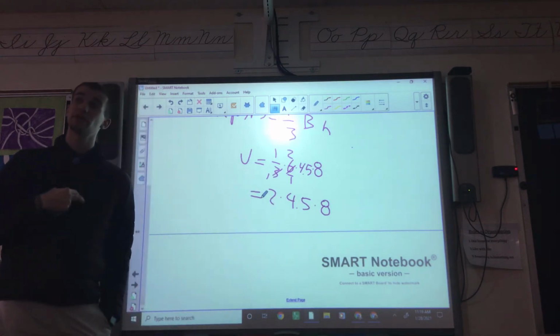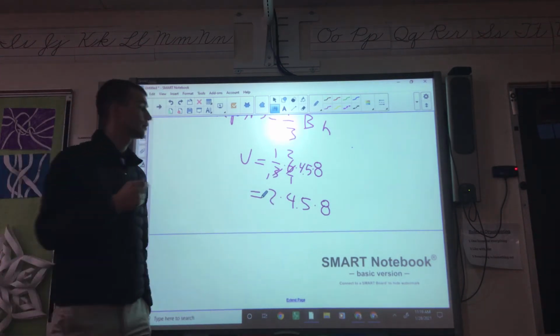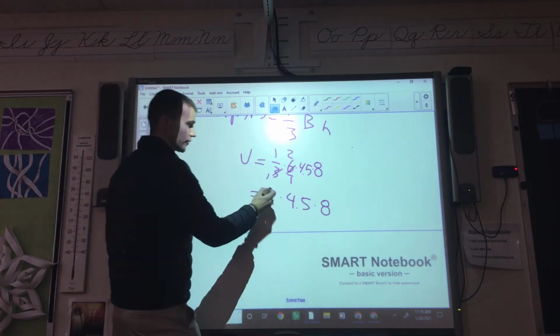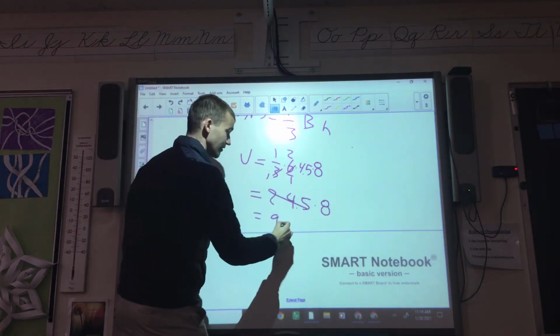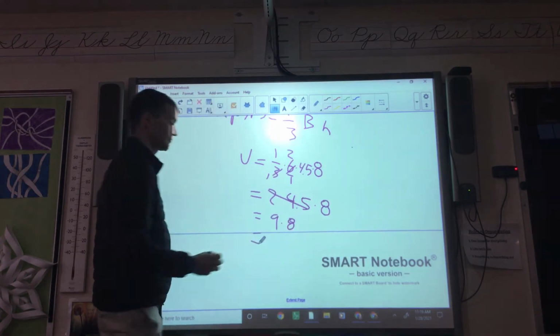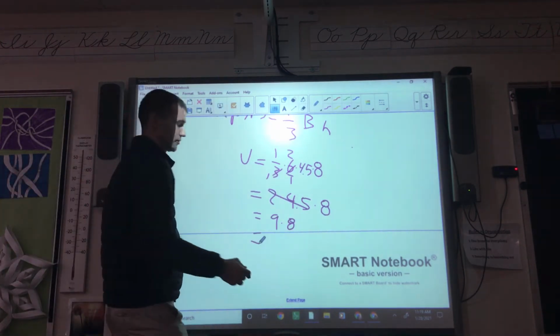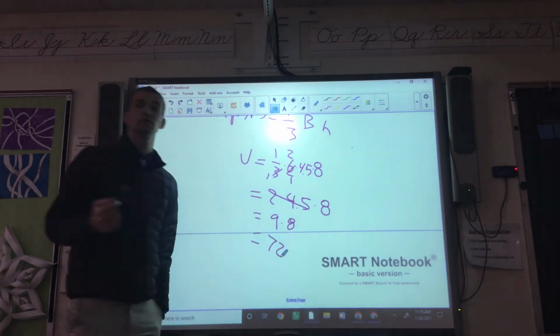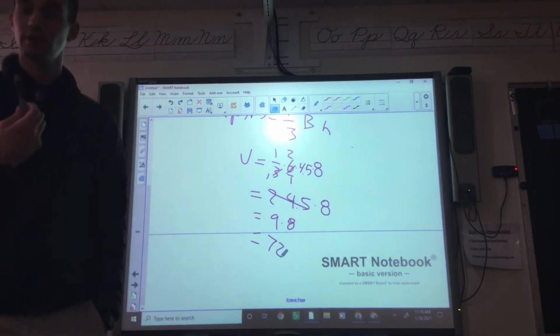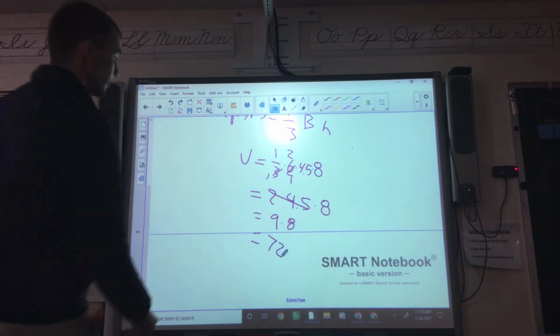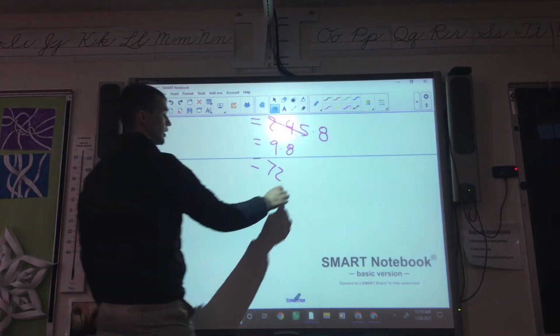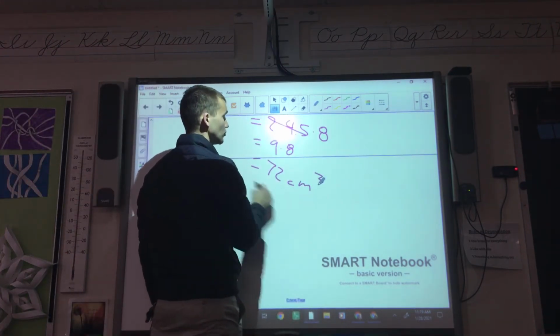Do you know 16 times 4.5 off the top of your head? Yeah. I don't either. No, actually, I do. 2 times 4.5, which is 9. 9 times 8 is... 72. Yeah, 72. And what are the units? Centimeters what? Yeah, centimeters cubed.